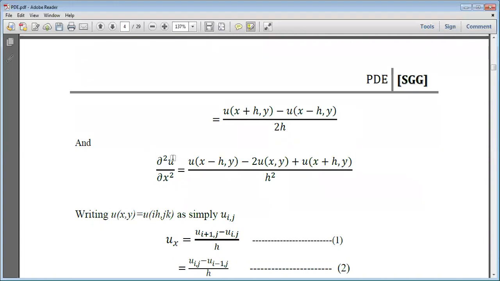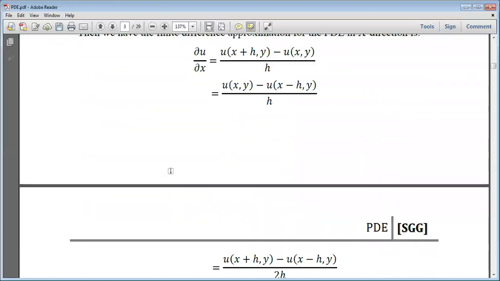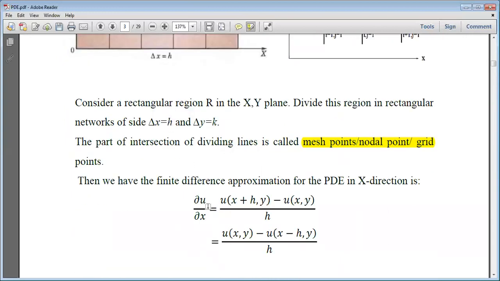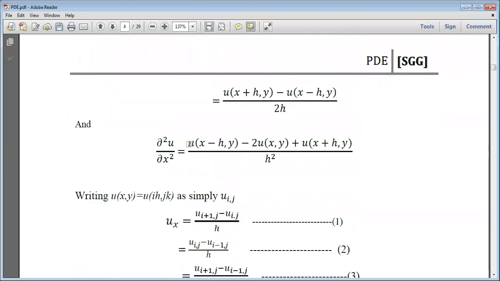Likewise, we can have ∂²u/∂x² equal to [u(x − h, y) − 2u(x, y) + u(x + h, y)]/h². You can easily understand this formula from your grid structure: u at (x + h, y), u at (x − h, y), and u at (x, y). Using this, you can either replace ∂u/∂x, or you can replace ∂²u/∂x².